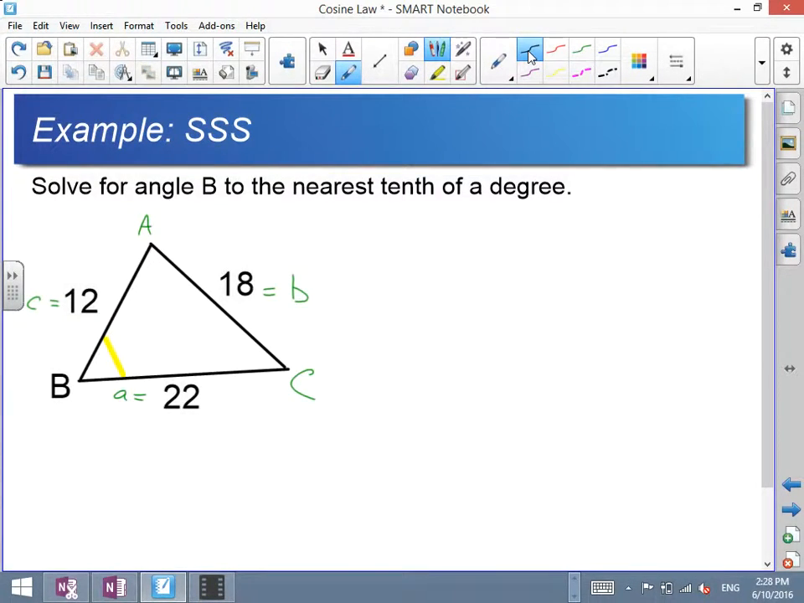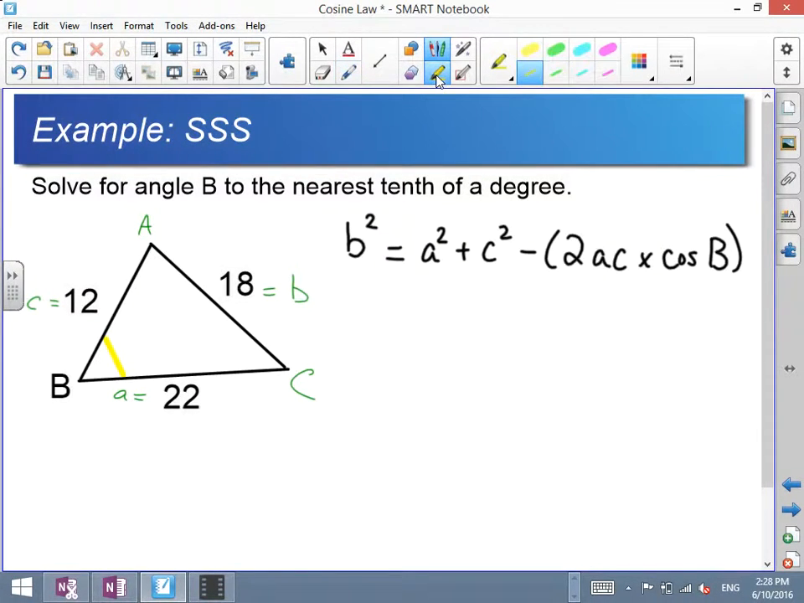Because it's angle B that we're after, I'm going to start the formula with b squared equals a squared plus c squared, minus 2 multiplied by a multiplied by c, and then multiplied by the cosine of angle B in this case. So take a look at how things are structured when you're setting up the formula. Side b, what you're looking for, is opposite to angle B.